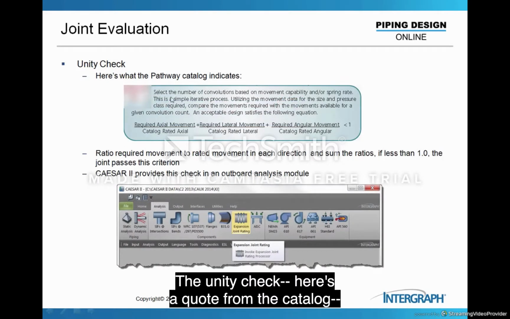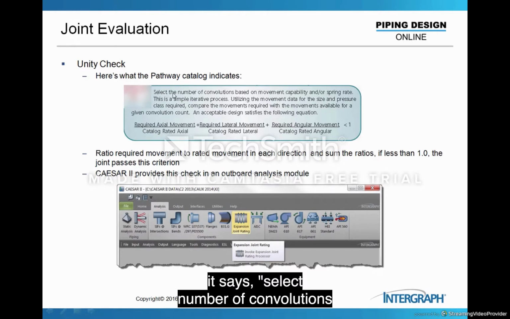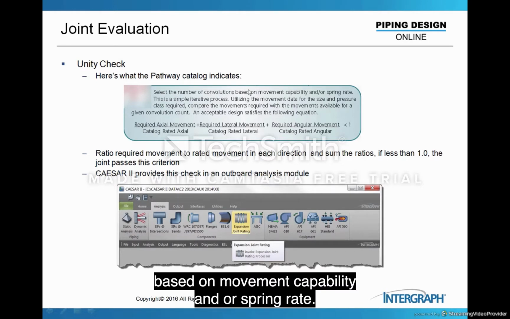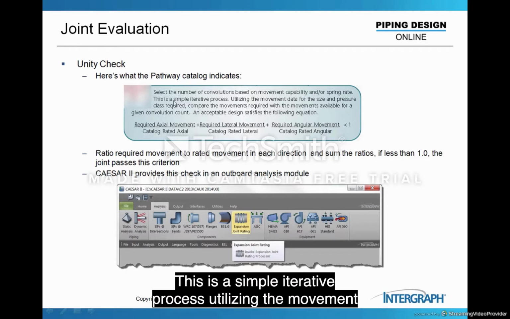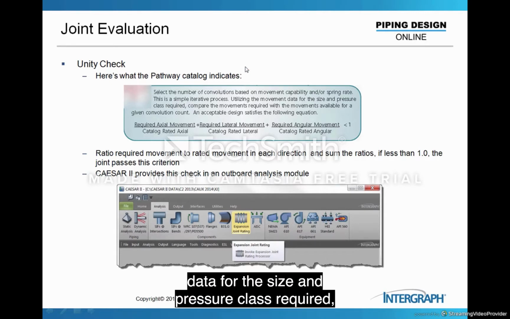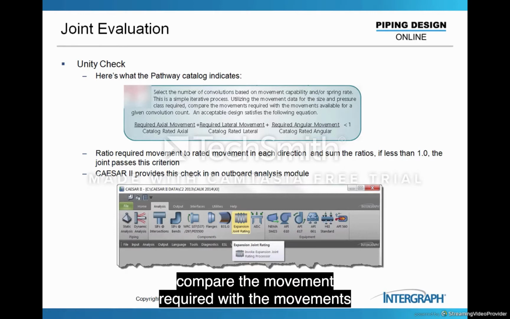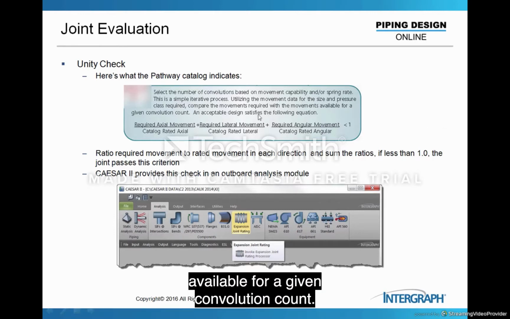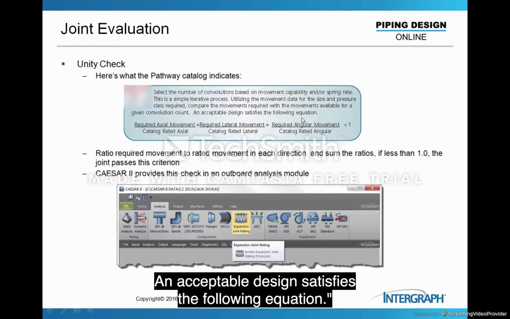The unity check, here's a quote from the catalog. It says, select number of convolutions based on movement capability and or spring rate. This is a simple iterative process. Utilizing the movement data for the size and pressure class required, compare the movement required with the movements available for a given convolution count. An acceptable design satisfies the following equation.